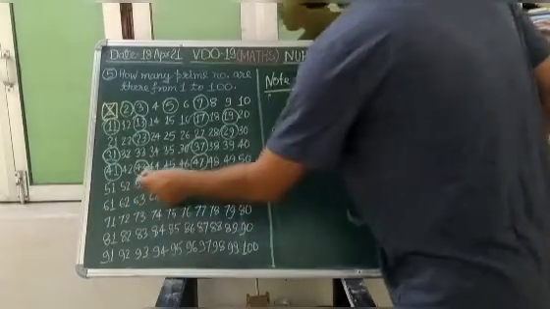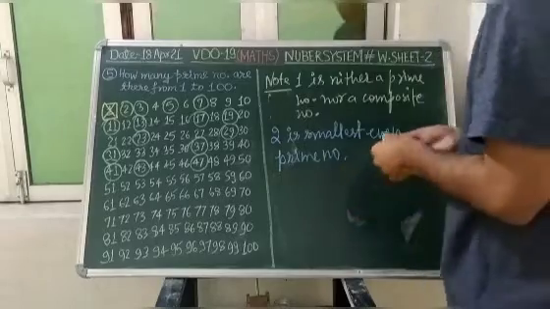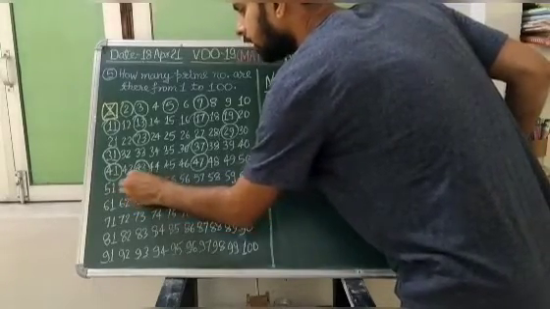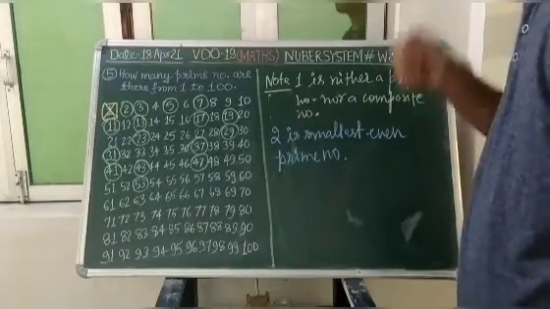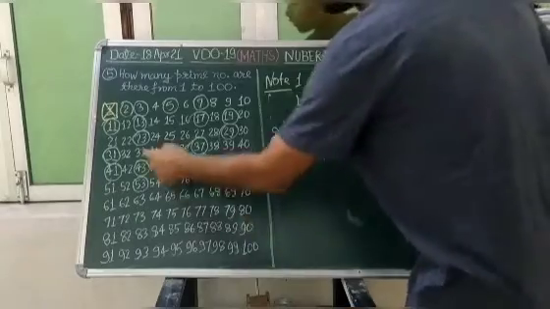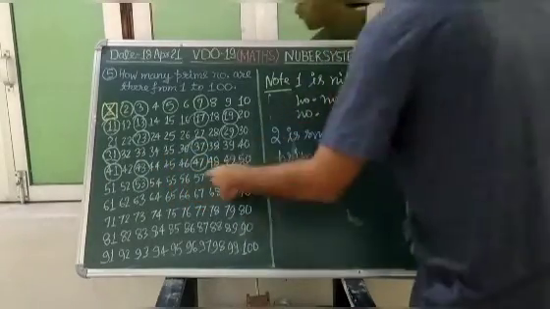52, 2 will divide it. 53, when you are selecting, student, that 53 is not going to be divided by any other number. It will be only divisible by 1 and itself, so it will be our prime number. 54, 2 will divide it. 55, 11 will divide it. 56, 2 can divide it.